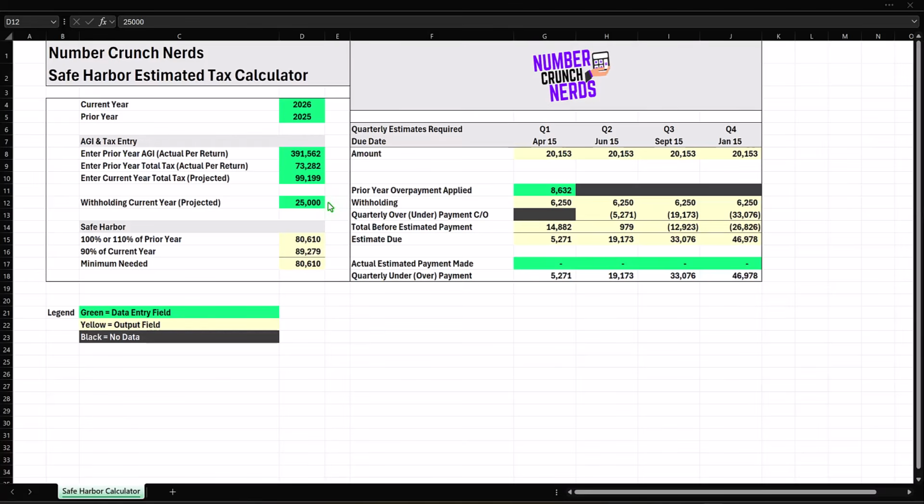Withholding by default is treated as occurring on a pro-rata basis, meaning it will be distributed evenly across the 4 quarters just like this. Therefore, only $6,250 of withholding applies to Q1. So we have $20,000 that we have to pay in. We only have $8,600 right here, plus another $6,200 right there. So we are still short by $5,271. In a situation like this, we would have to pay in $5,271 in order to be covered by the safe harbor.